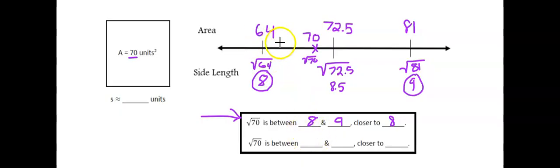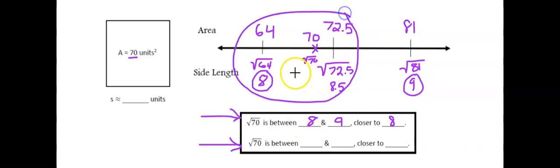Now we're going to be more specific. We're going to try to get an even better estimate by going to the nearest half. So when looking at my number line, I'm looking right here. The square root of 70 falls between 8 and 8.5. And when you look, 70 is only 2.5 units from here and 6 units from there. So the square root of 70 is going to be closer to 8.5 than it is to 8. So 8.5 is a better estimate for this problem, 8.5.